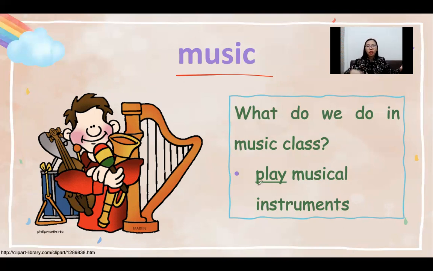What is play? Musical instruments. What are musical instruments? Guitar, drums. What else? A flute, trumpet. And then what else? Piano, violin, musical instruments. Okay. All right, again, everybody. Music. All right, music. What do we do in music class? We play musical instruments. All right.